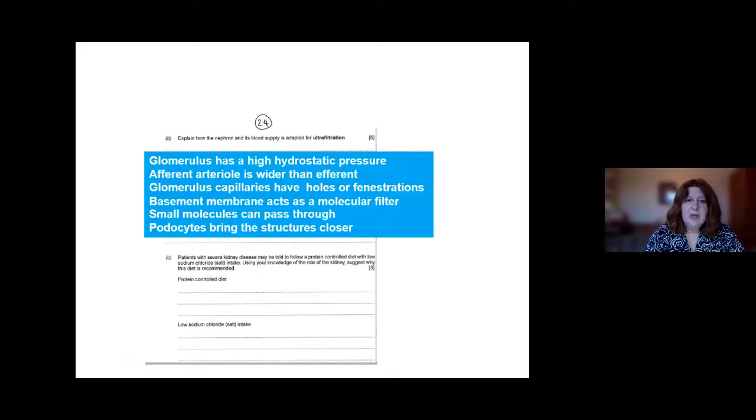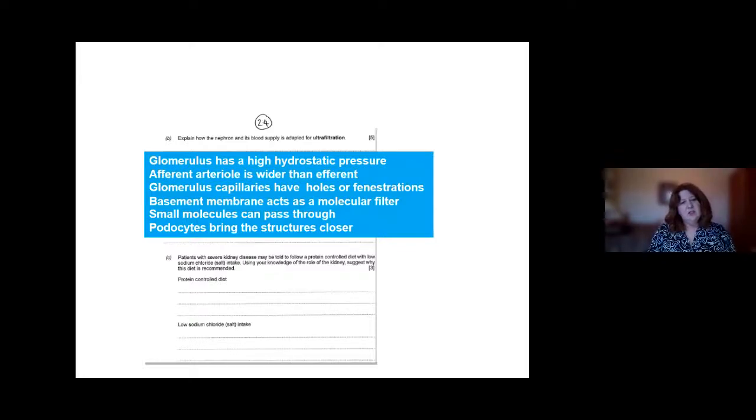Okay, so the nephron and how it's adapted for ultrafiltration. Again, I'm going to pause there because I've mentioned all of these things before, so I'm just going to pause before I reveal. And you can see there what we talked about: the high hydrostatic pressure, the afferent arteriole with the wider lumen, the glomerulus with the fenestrations in the capillaries, the basement membrane as a molecular filter, and podocytes.